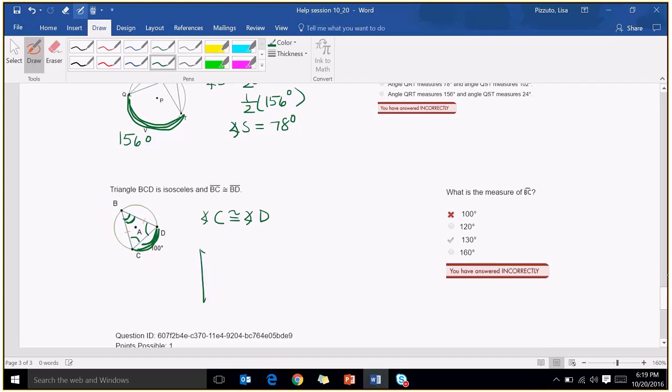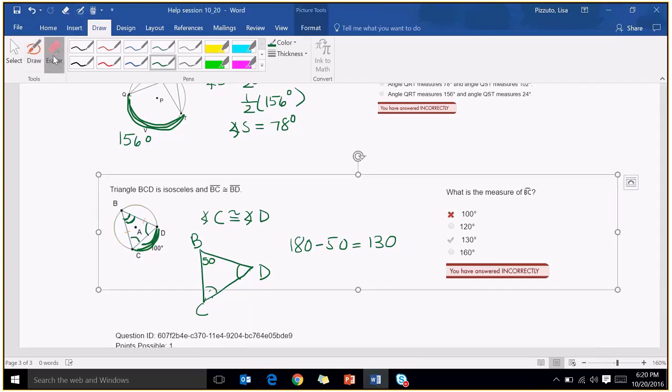If CD is 100, then angle B would be 50. And since these two angles are the same, what's the measure of each of them? How many degrees are in the whole triangle? That's 180, right? Correct. So that's 180 minus 50, which leaves me with 130. So both of these together add up to 130, and since they're both congruent, what does that make the measure of each one? 65.